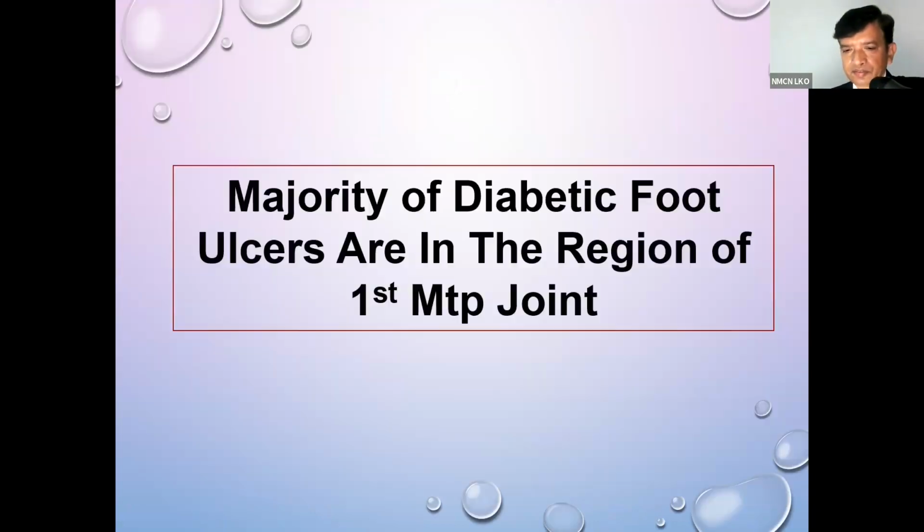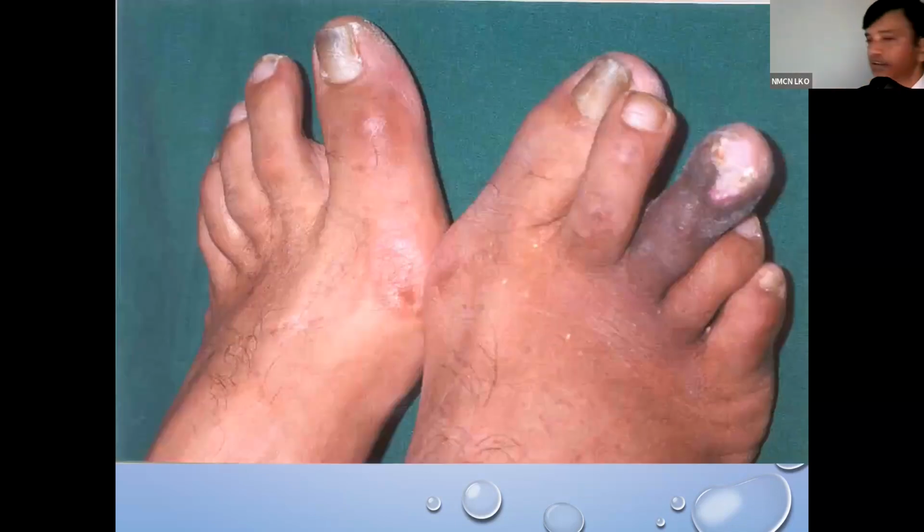So the majority of the pressure ulcers are at the first metatarsal joints, because once there is a flattening of the foot, or during walking, the pressure over the first metatarsal joint is high, and it leads to a pressure ulcer there. And there are lots of deformities in diabetic foot patients. There are lots of deformities which cause uneven pressure over these areas.